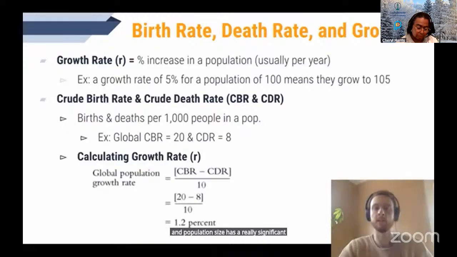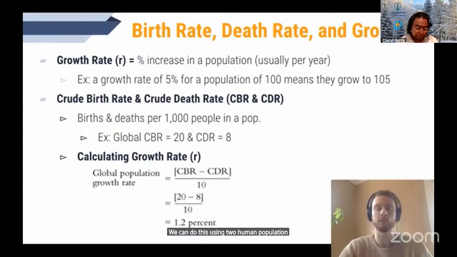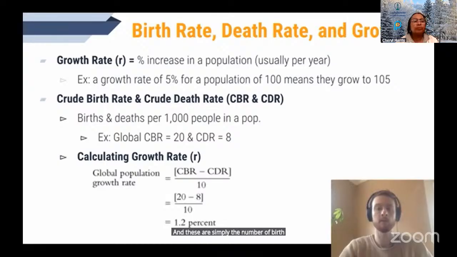So because most countries on Earth are experiencing population growth and population size has a really significant impact on the environment, it's a really important APES skill to be able to calculate the growth rate for a human population. We can do this using two human population measures called crude birth rate and crude death rate. And these are simply the number of births and deaths in a population per 1,000 people.